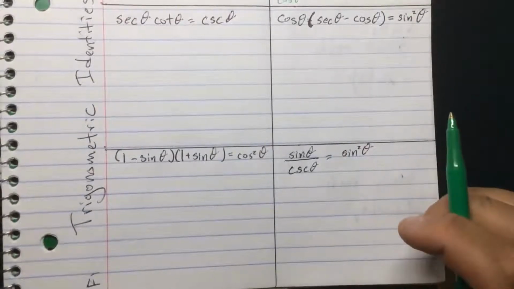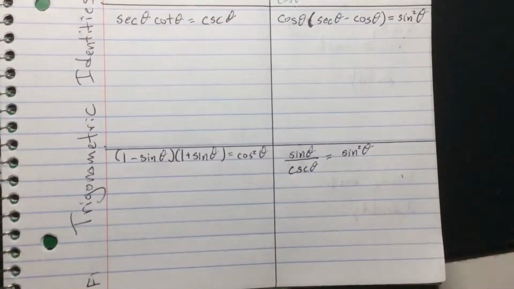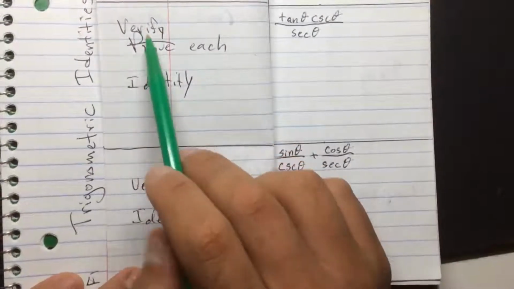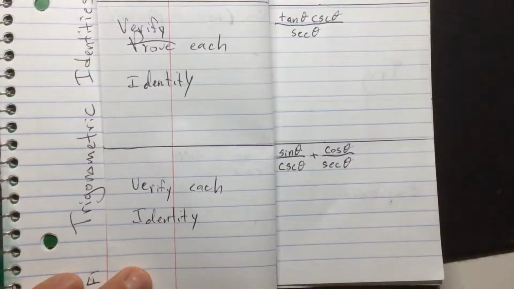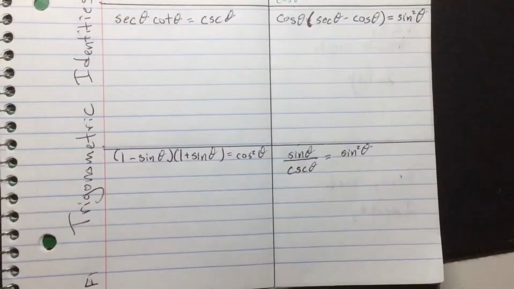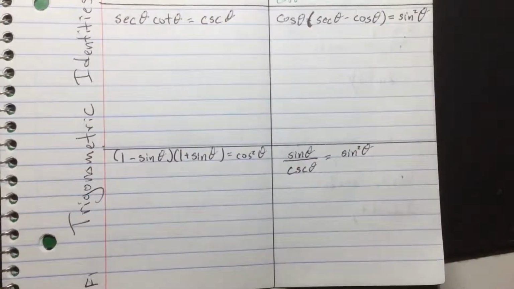This is part 2 of folder number 1, Trigonometric Identities. Once again, what we're going to do is verify each identity. I know I put proof there, on that one on top, but we're not going to do proofs. We're going to verify each identity, so that way you don't have to worry about the wonderfulness of proofs yet. But you will in calculus.